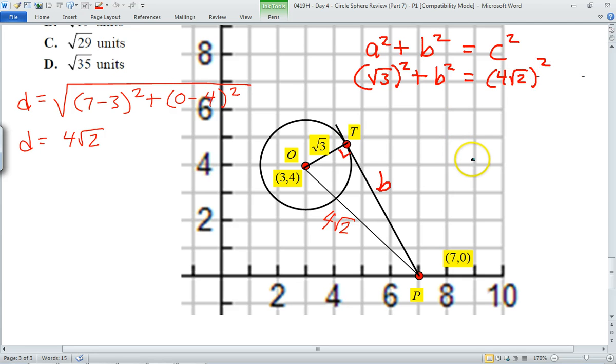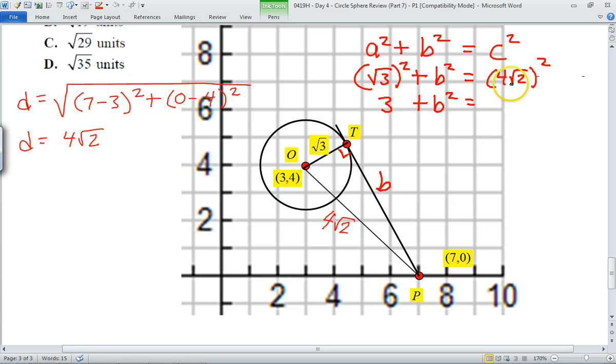I'm just doing my a squared plus b squared equals c squared. If I do radical 3 squared, that's just going to give me 3. Maybe you know that if you square a radical, the square and the radical cancel out, and it just gives you whatever's inside. If you didn't know that, your calculator would remind you. So I get 3. So I've got 3 plus b squared equals.